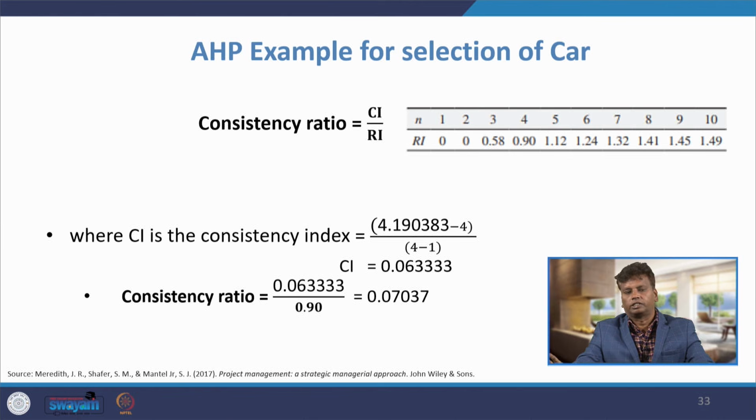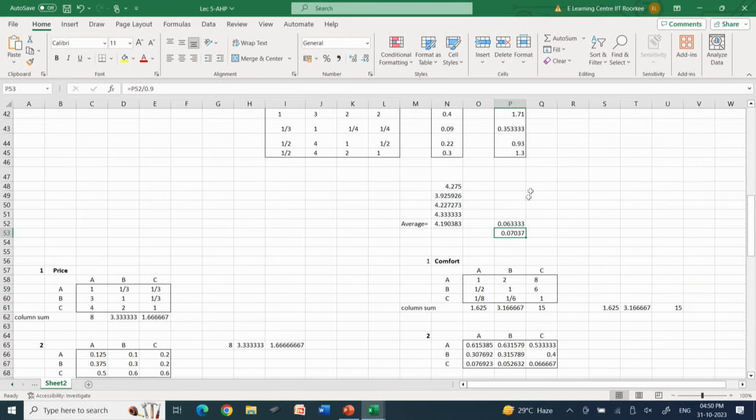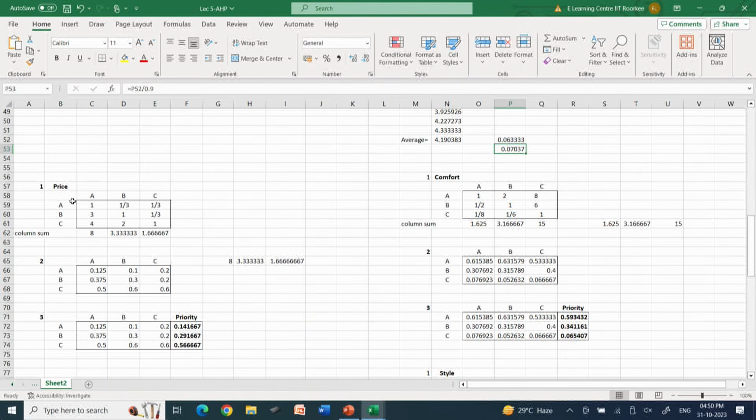If it is not consistent, for example, if the consistency ratio is more than 10 percent, then we have to ask the respondent to provide new pairwise comparison matrix values, and then redo all the procedures I have done so far. So we got a consistency ratio of 0.07, so we have accepted. Now we have to do the pairwise comparison of these 3 alternatives with respect to each criteria.